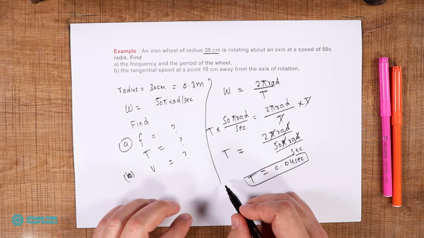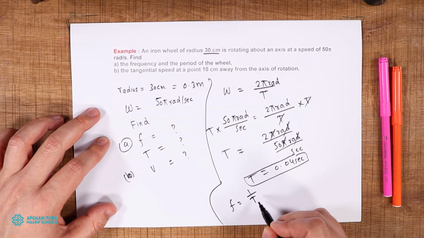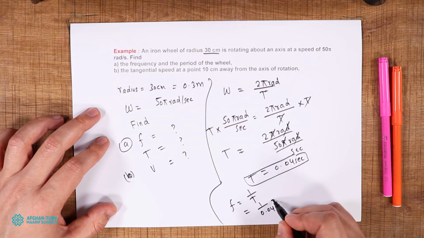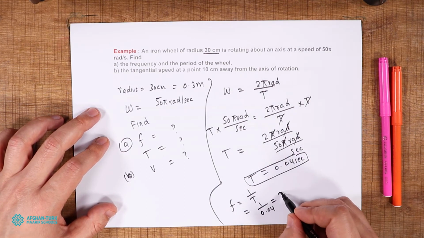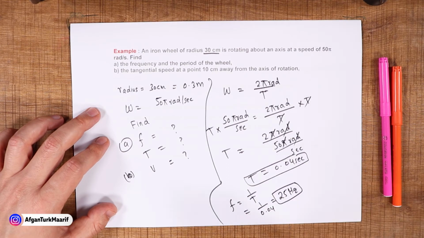If you want to find the frequency, we know that frequency is equal to 1 over time period. So 1 divided by 0.04, the time period we already found. This is equal to 25 hertz. This is the unit of frequency.